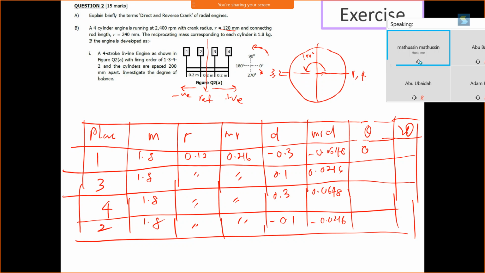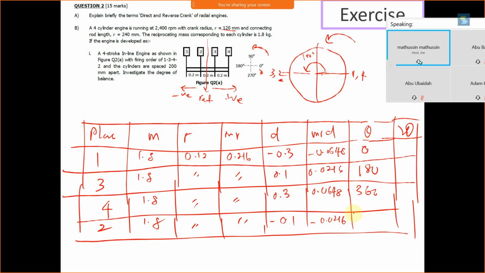Alright, so next, for number 3, the position should be 180. And then number 4, in terms of the rotation position here, one complete cycle must be 720. So it will start with 1 to 3 at 180, then go to 4 which is 360, and the last one, 4 until number 2.